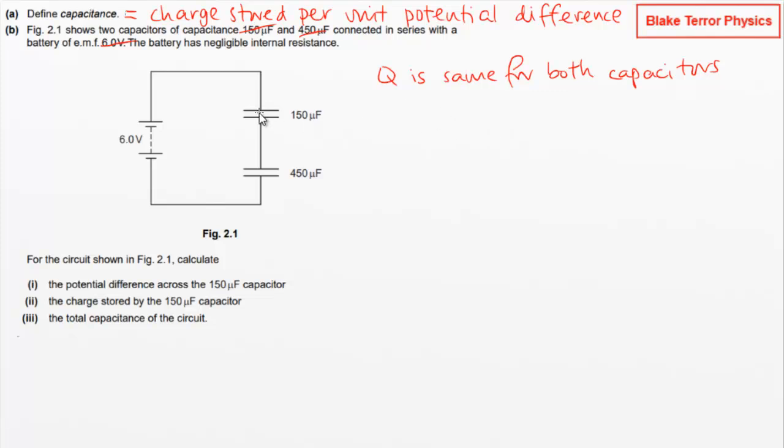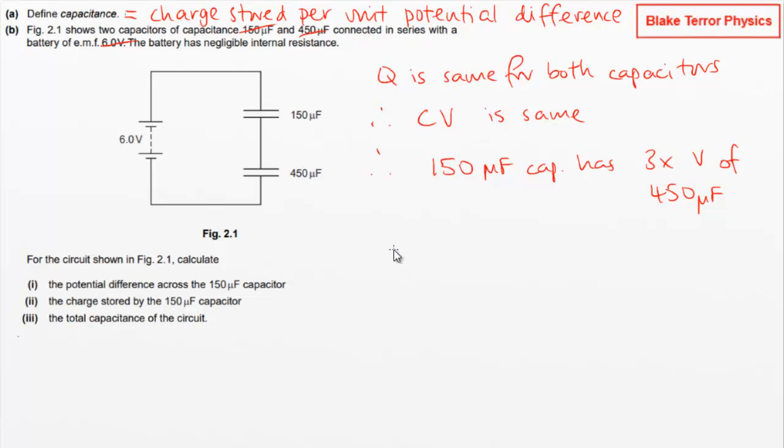So that means we're going to have C times V for each one. Therefore, C times V is the same. So the 150 microfarad capacitor has 3 times the voltage of the 450 microfarad capacitor. So they can end up having the same CV and therefore the same Q. So that means we're going to have 4.5 volts across the 150 microfarad capacitor and then the other 1.5 over the other one.